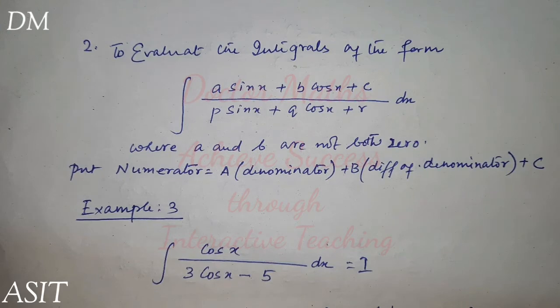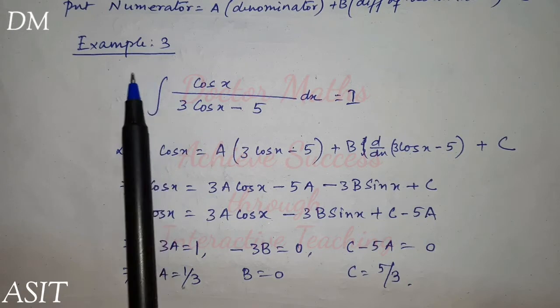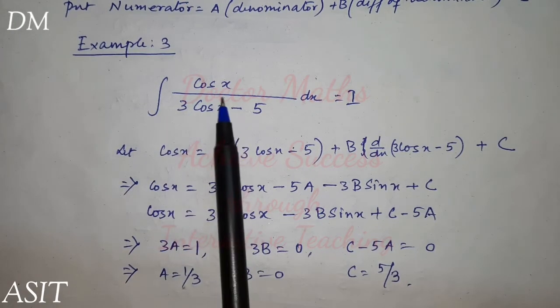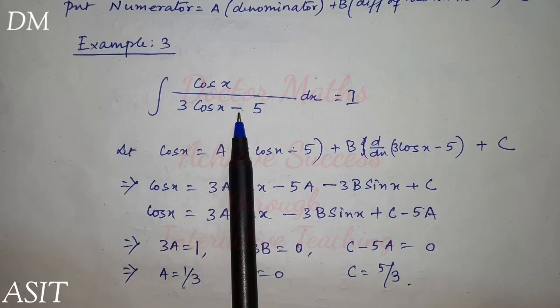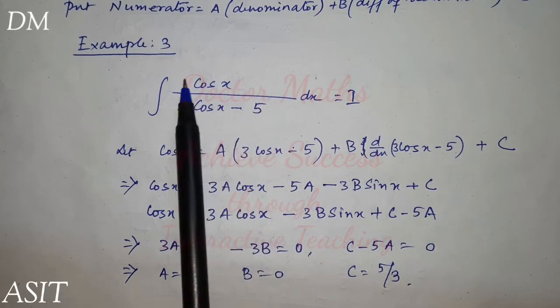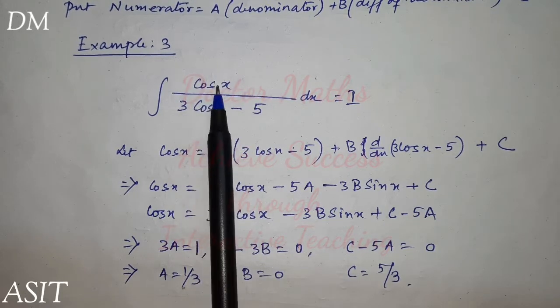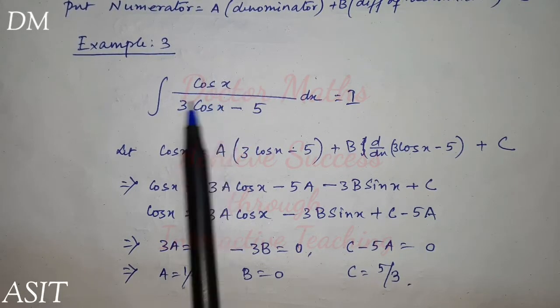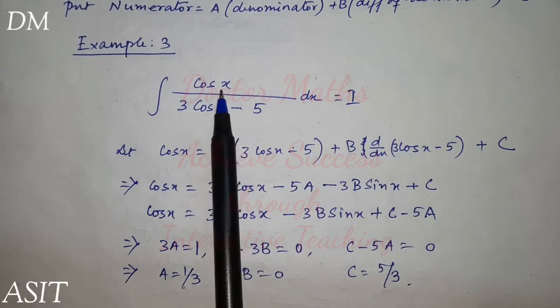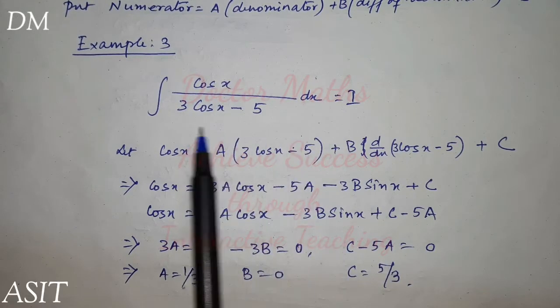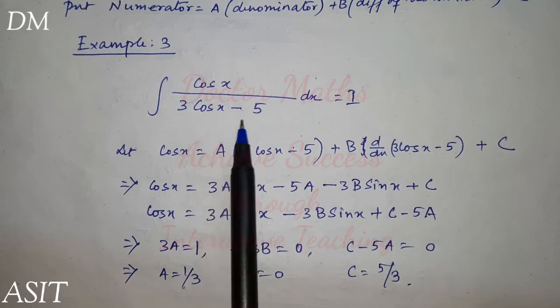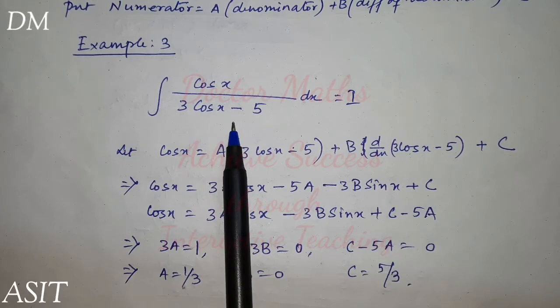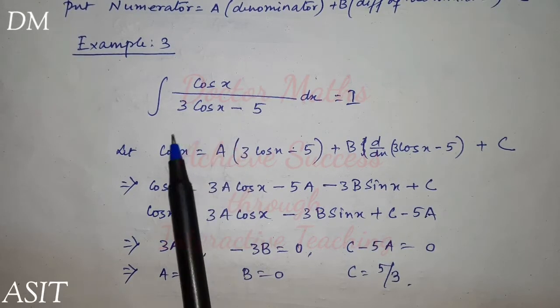So let us see how to solve questions of this form. In this example 3, we can see the integral is of the form cos x by 3 cos x minus 5. Here the numerator is not a constant term. There is a term of cos x, and the denominator is a combination of sin x and cos x. In fact, the sin x term is not there, which means the coefficient of sin x is 0.